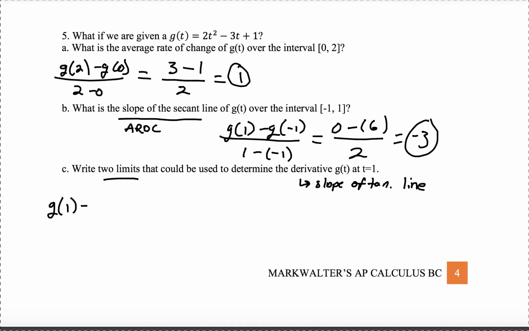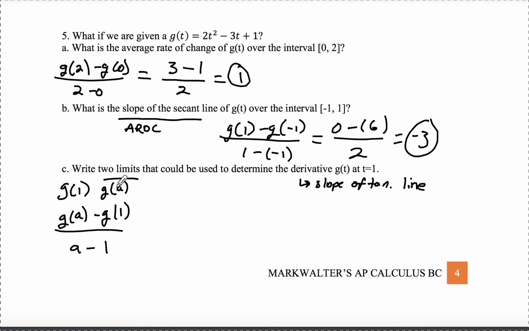Actually, let's do it this way. I know that g of 1 is going to be one of my points of interest, right? So I could write it out like this. Let's call our nearby point that we don't know g of a. So let's say we're going to do g of a minus g of 1 over a minus 1.